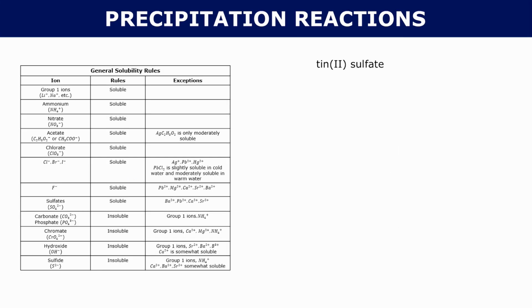So let's say I give you tin(II) sulfate. Is this going to be soluble or insoluble? Well, first of all, we're dealing with sulfate, so we know that the rules that we really care about are going to be right here. We're told that sulfates are always soluble unless they're with barium, lead, calcium, or strontium. Tin isn't any of these, so that tells us that tin(II) sulfate is going to be soluble. And that's true. So let's look at strontium chlorate. Chlorates are right here. Chlorates are always soluble and there are no exceptions, so therefore this has to be soluble.